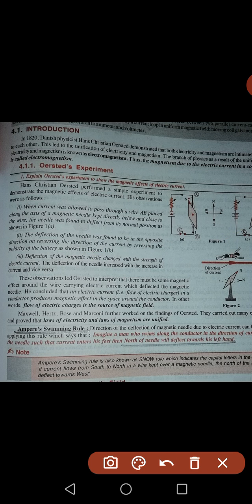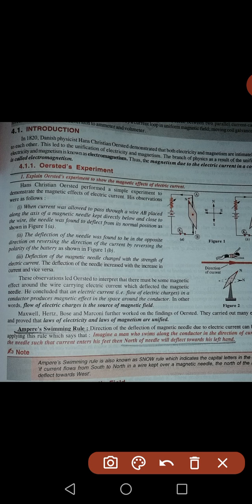Number 3, the deflection of the magnetic needle changed with the strength of the electric current. Another thing he did in point 3: if you increase the current in this circuit, then the amount of deflection increases. That means this magnet goes more to this side. So the intensity of the magnetic field is directly proportional to the intensity of current. The more the current in the circuit, the more the magnetic field intensity around it.